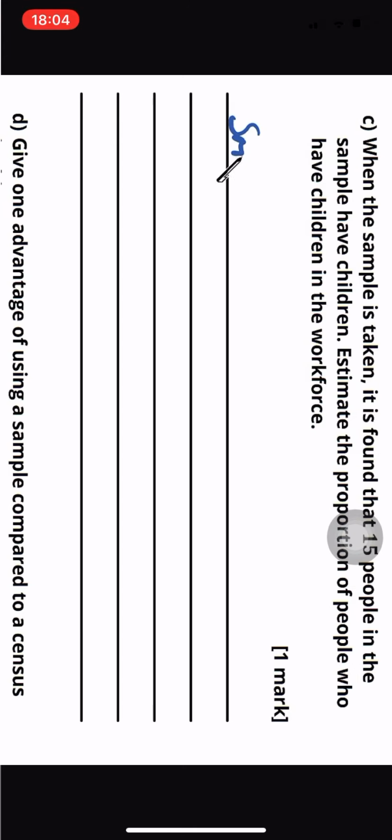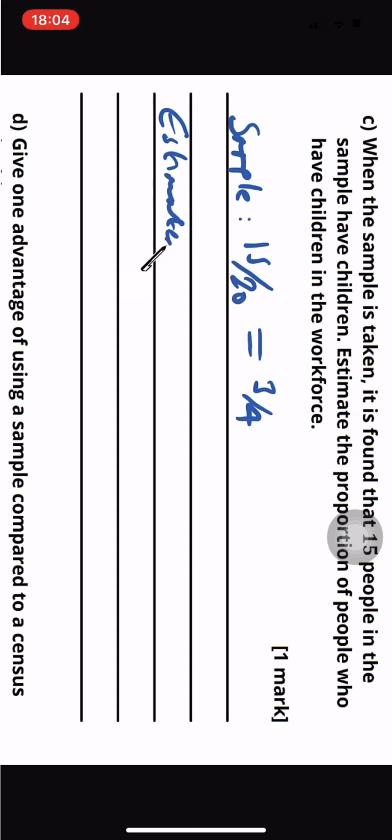So in the sample, we have that 15 out of 20 have children. This is equal to 3/4 of them. Therefore, the estimated proportion is 3/4. This was worth 1 mark, and we get our mark for our answer.